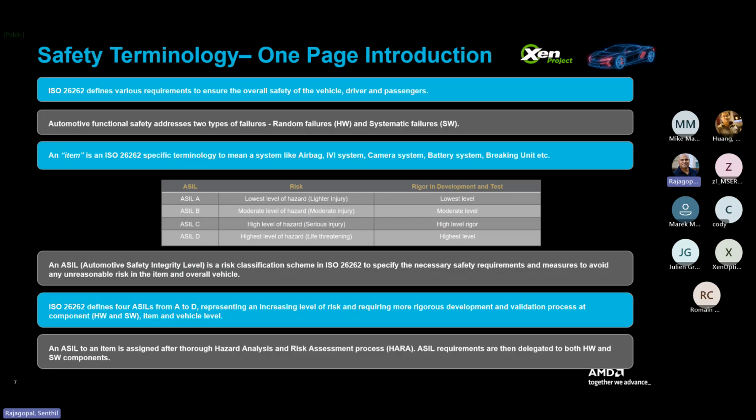So we have a software IVI domain controller that typically will have an ASIL B category based on the industry standard. There's a process called hazard analysis and risk assessment, called HARA, and based on that the ASIL is defined and assigned to an item. Then subsequent ASIL requirements are delegated to the hardware and software components, which provide the functionality to the item.